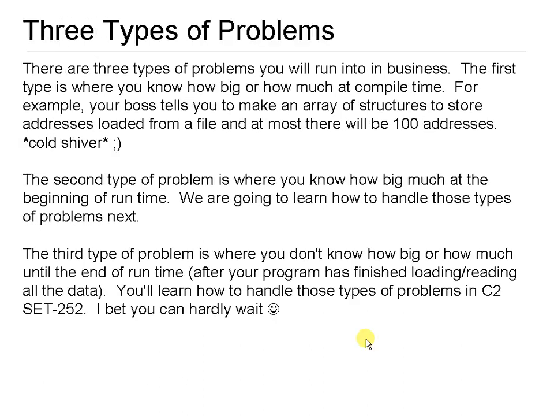There are three types of problems you will run into in business. The first type is you know how big or how much at compile time. For example, your boss tells you to make an array of structures to store addresses loaded from a file, and at most there will be 100 addresses.